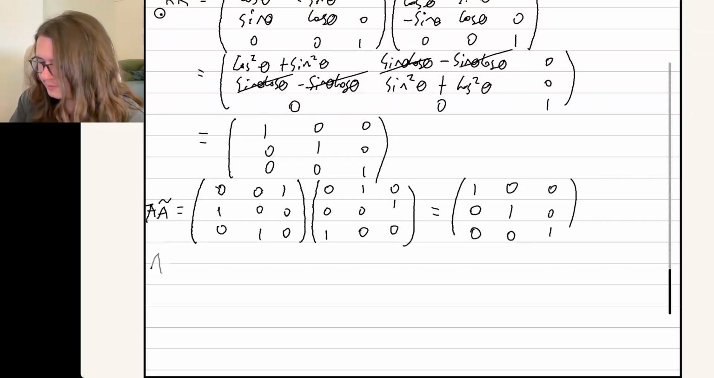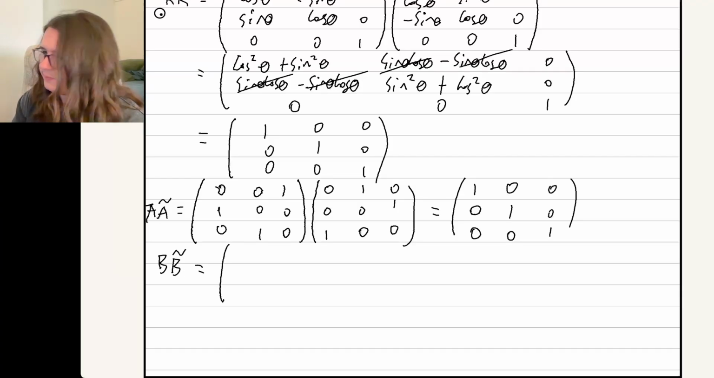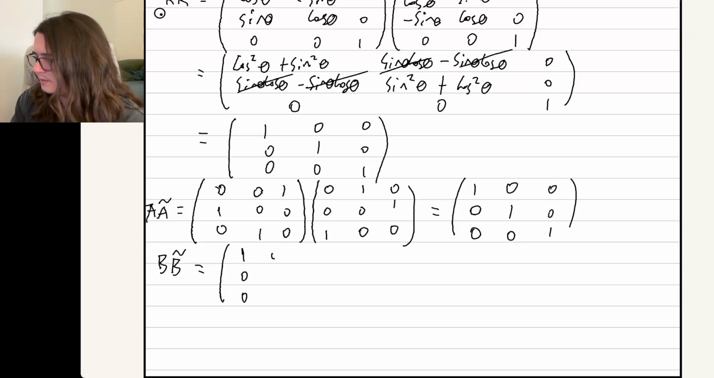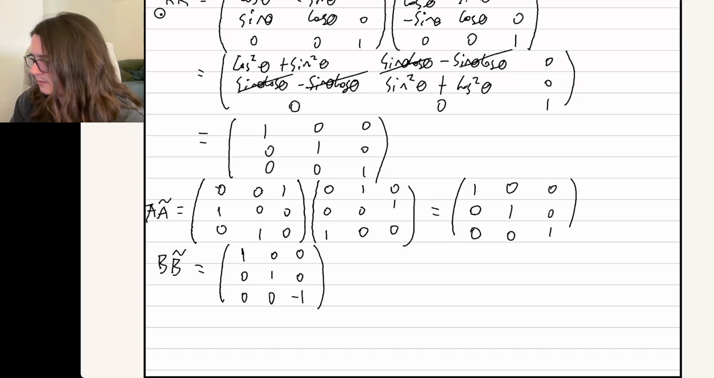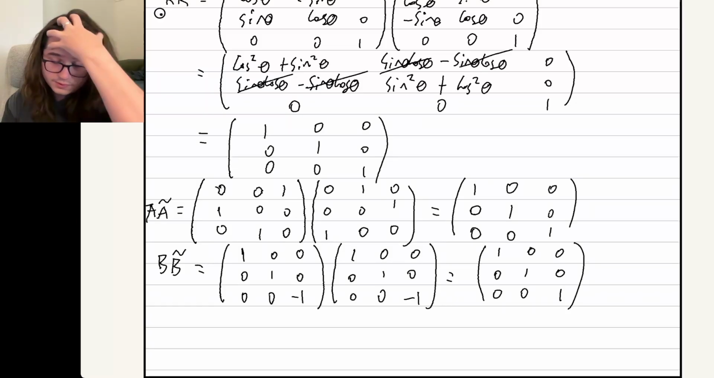orthogonal, and then finally the matrix B, which we found, which ended up being 1, 0, 0, 0, 1, 0, 0, 0, minus 1. Multiply that with the transpose, so 1, 0, 0, 0, 1, 0, 0, 0, minus 1. It's a pretty easy matrix transformation. It's just 1, 0, 0, 0, 1, 0, 0, 0, 1. So yeah, all these are orthogonal.